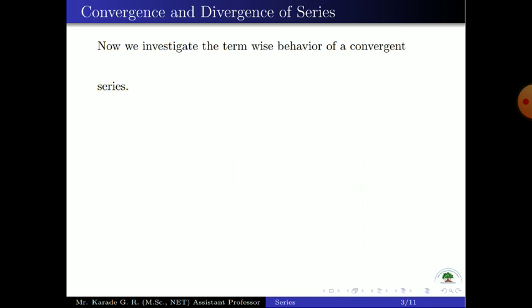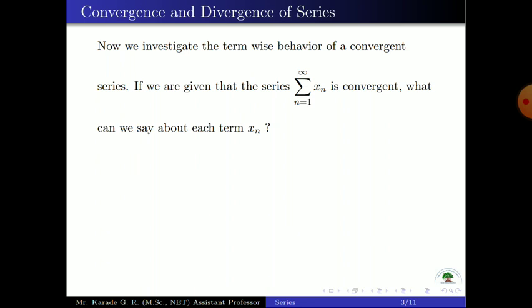Now we investigate the term-wise behavior of the convergent series. If we are given that the series summation xn, n equal to 1 to infinity, is convergent, can we say anything about each term xn? What can you say about each term xn? If our series is convergent, then what can you say about each term xn of that given series? We answer this question as follows.